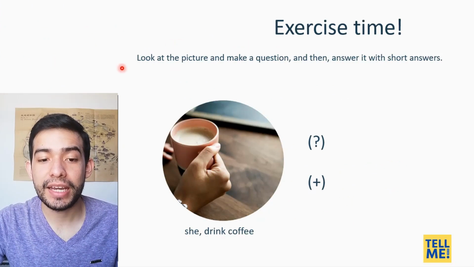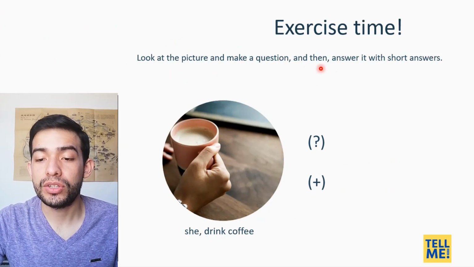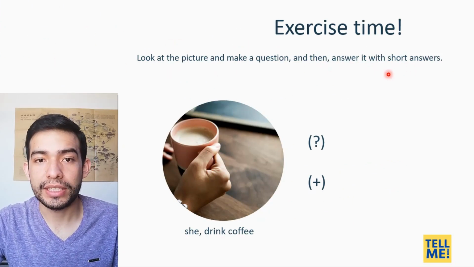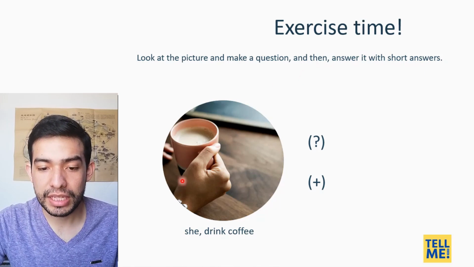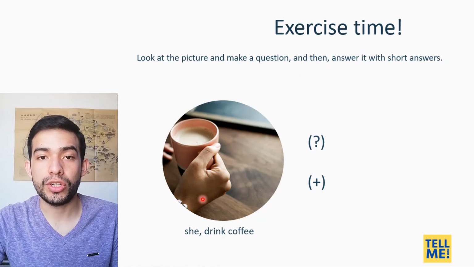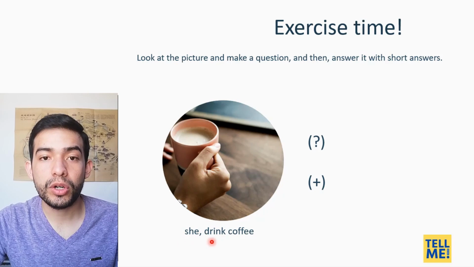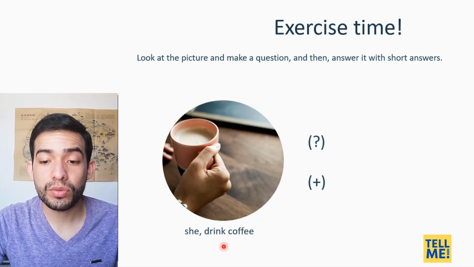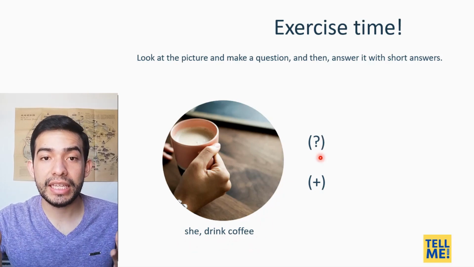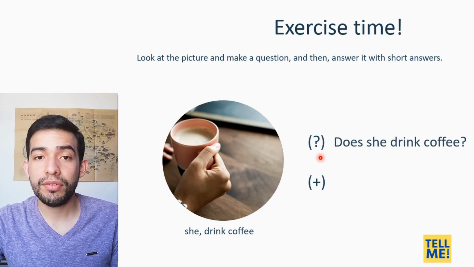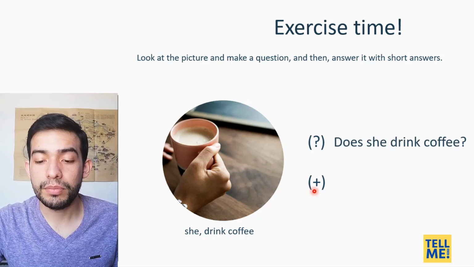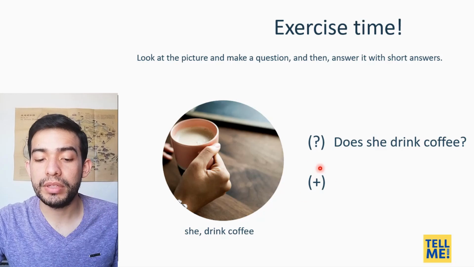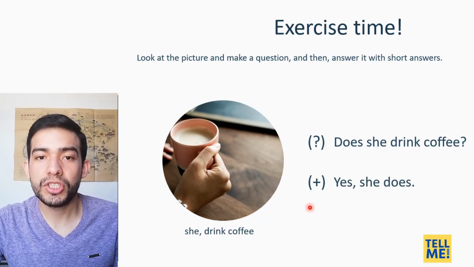Now exercise time. Look at the picture and make a question and then answer it with short answers. So we have this image, this picture, right? And we have these words below the picture. We have to use these words to make a question. So in this case, the right answer would be, does she drink coffee? And the positive short answer would be, yes, she does.